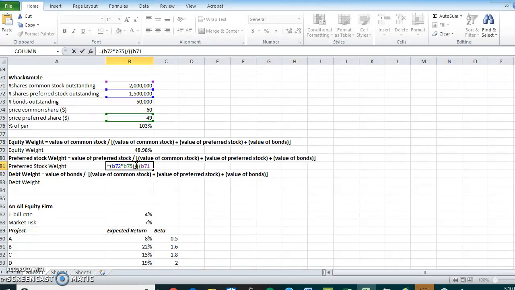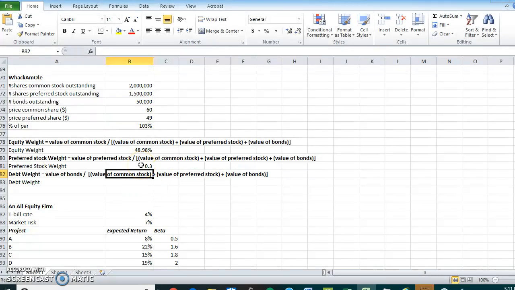stock B71 times B74, close parentheses, add, open parentheses, preferred shares are B72 times B75, close our parentheses, plus, open parentheses, number of bonds is B73 times our percent of par, which is B76 times 1,000. Close our parentheses, close our primary parentheses, and hit enter.